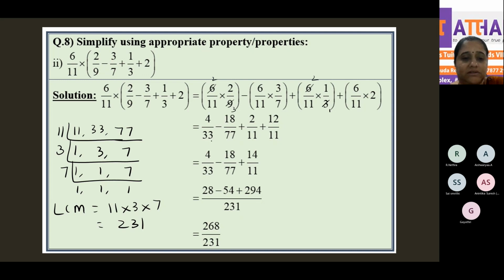So here we have 33, 33. So this should see here. 11 threes are 33, right? So it should be multiplied by 7 to get the denominator.